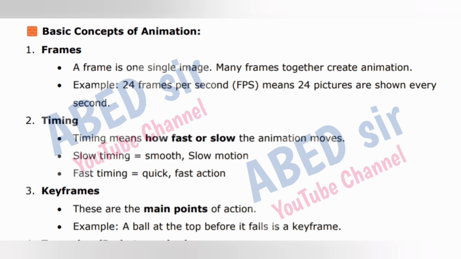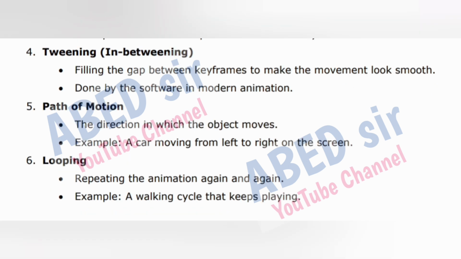Fast timing is equal to quick, fast action. 3. Keyframes. These are the main points of action. Example, a ball at the top before it falls is a keyframe. 4. Tweening, in-betweening. Filling the gap between keyframes to make the movement look smooth. Done by the software in modern animation.